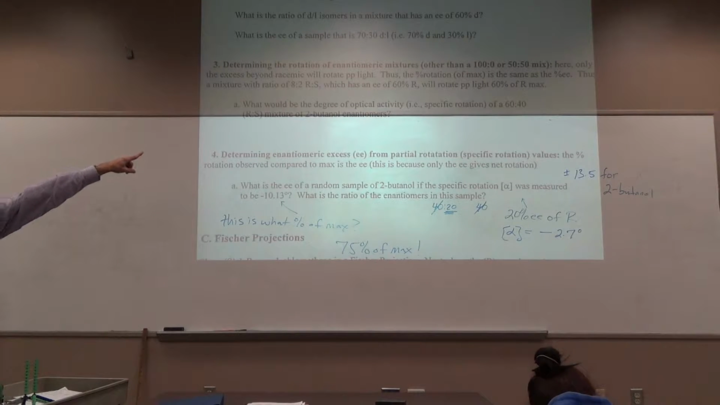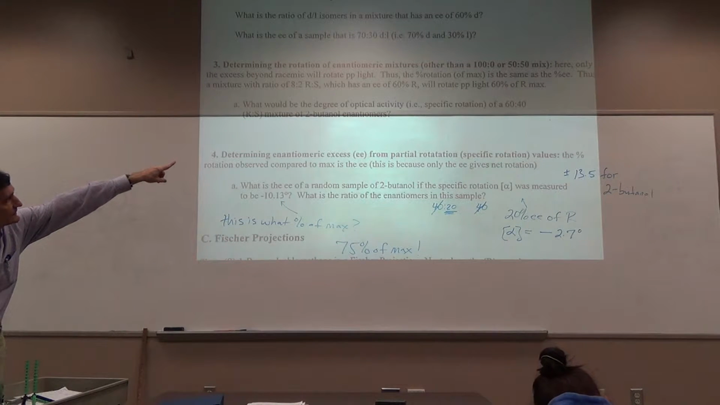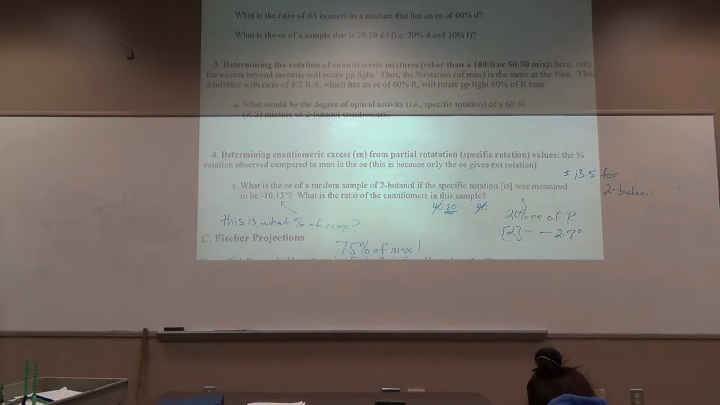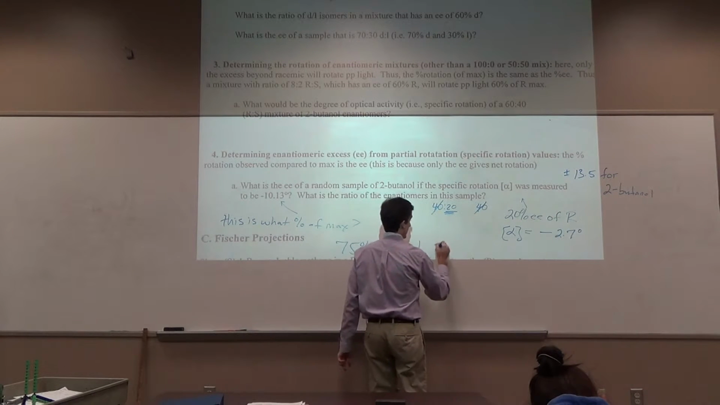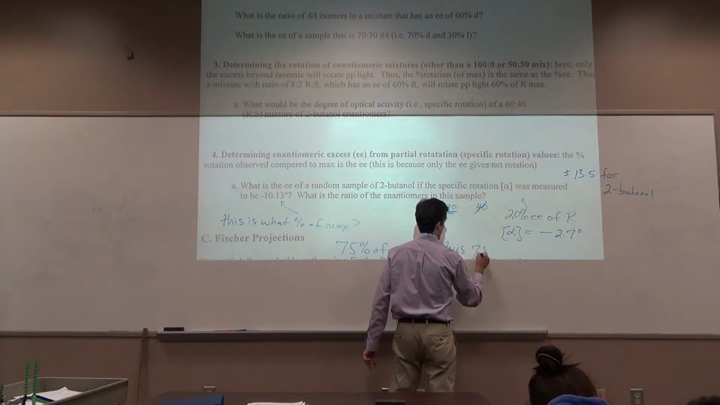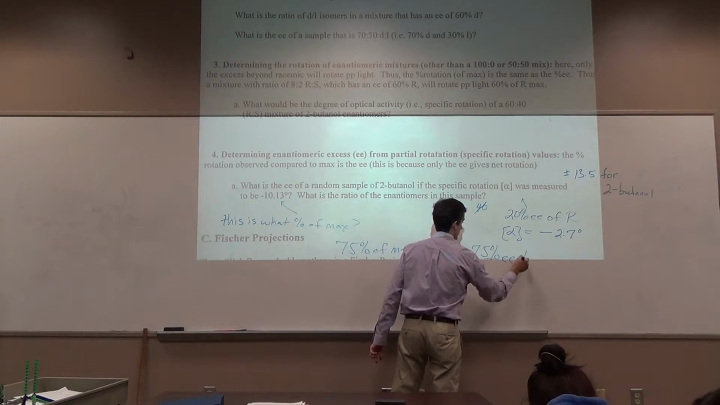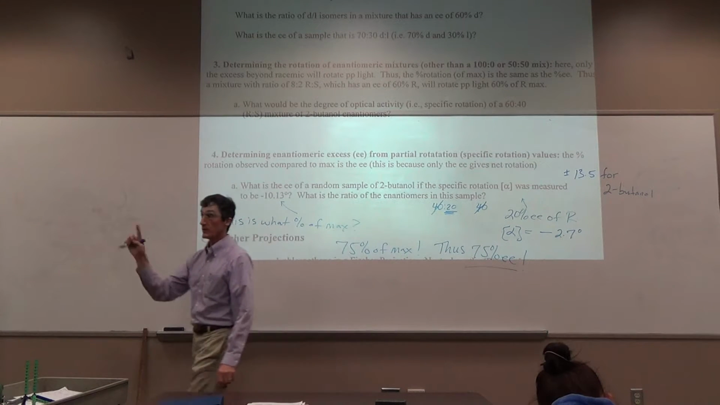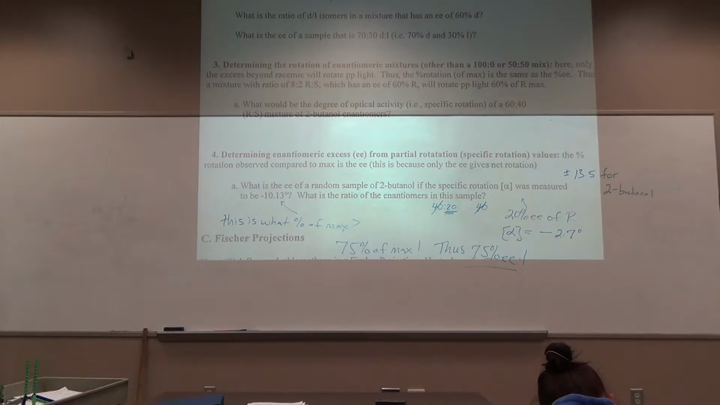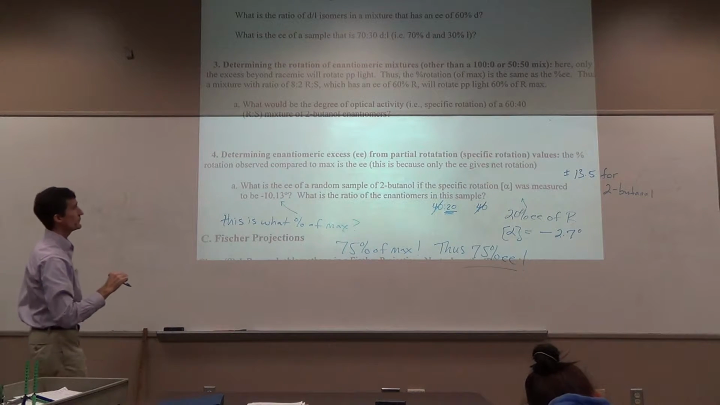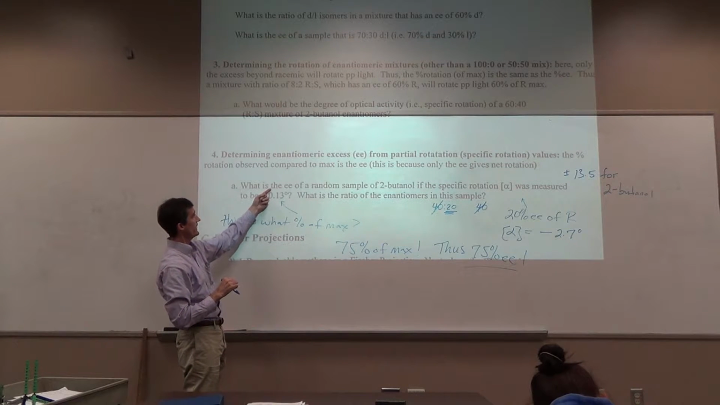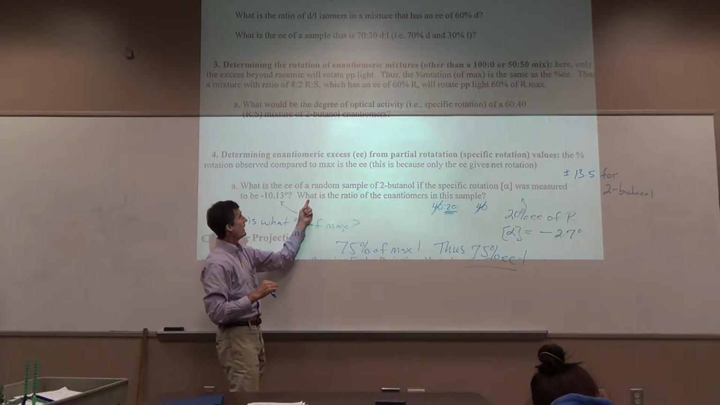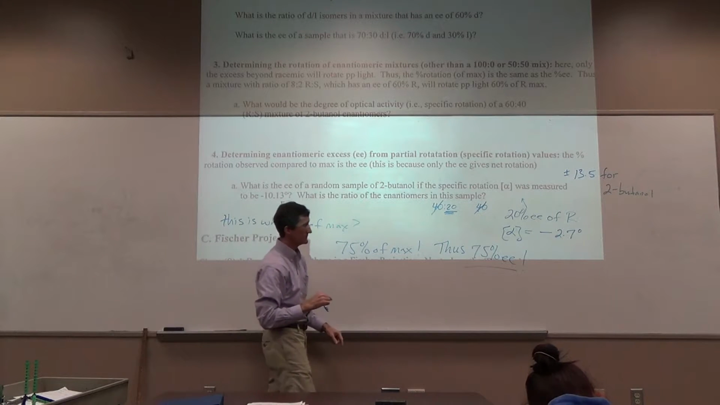Second line, number 3. The percent rotation of max is the same as the EE. 75% EE. See, the EE is what rotates. Since it's 75% EE, what's the ratio? Well, first off, that answers it, because we were only asked for this. But what is the ratio?